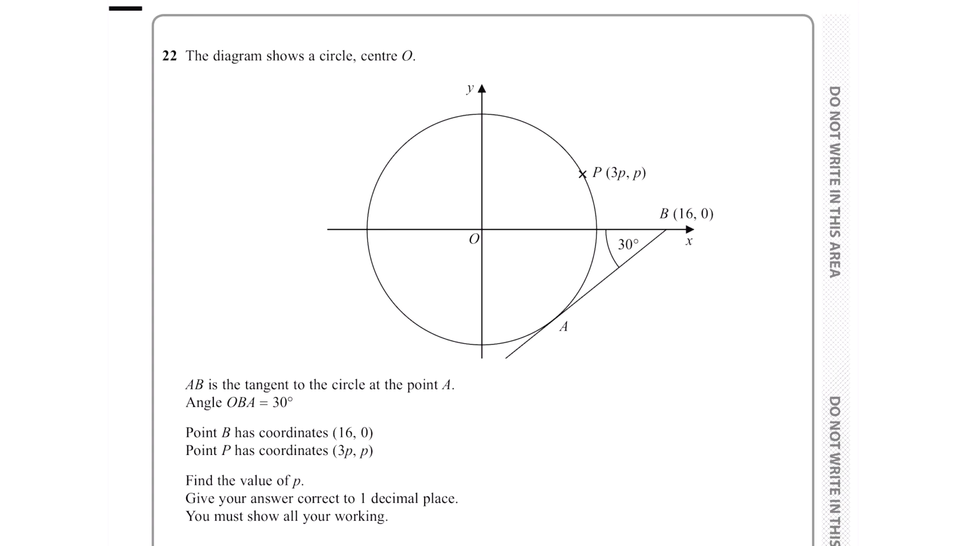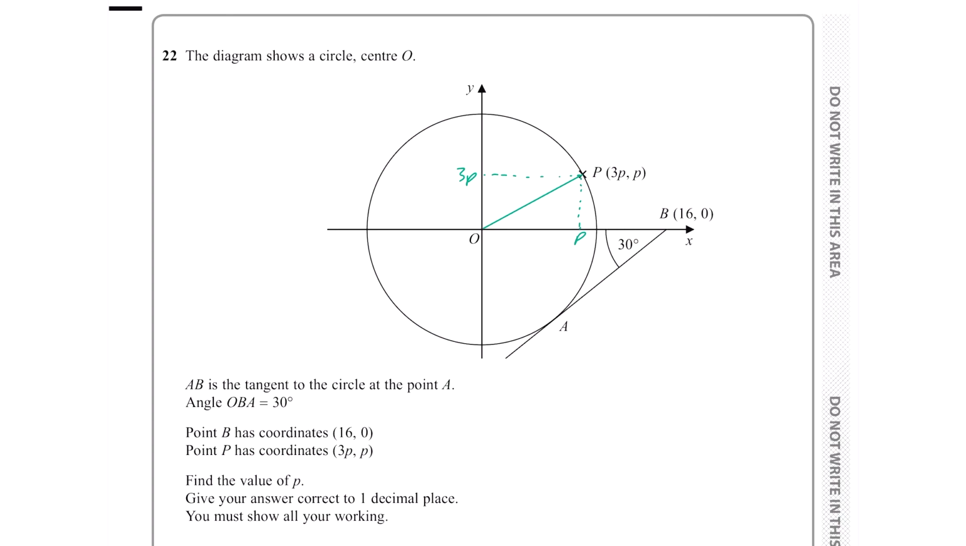So they want us to find P. And when you don't really know where to start, again, just start by piecing together what you can. What do you know about circles? We want to work out what P is here. So this would be 3P, and this would be P. It would be useful if you know the radius.